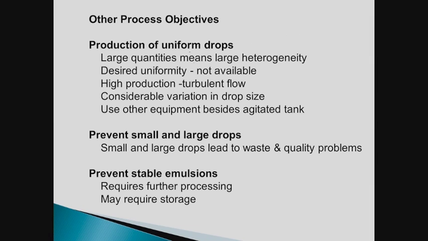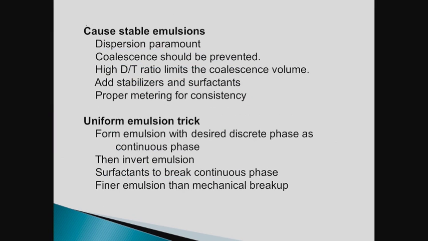Other process objectives: you may want to have uniform drops. Large quantities means large heterogeneity, and the desired uniformity is not available. If you're looking for high production, you need to go turbulent flow. Anyway, with uniform drops, you want to prevent large and small drops. You may want to prevent stable emulsions, or you may want to cause stable emulsions. And here is a uniformity emulsion trick. Form an emulsion with the desired discrete phase as the continuous phase, and then you do phase inversion.